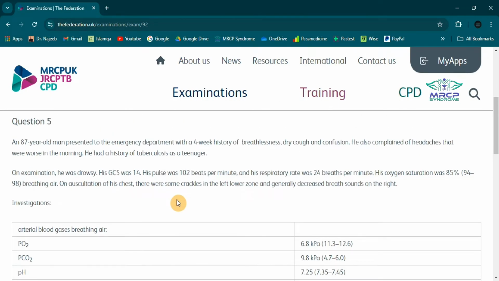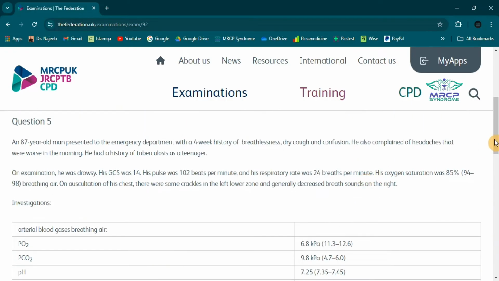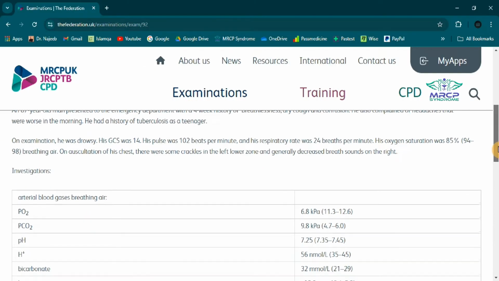An 87-year-old man presented to the ED with a 4-week history of breathlessness, dry cough, and confusion. He also complained of headaches that were worse in the morning. He had a history of TB as a teenager. On examination, he was drowsy. GCS was 14. His pulse was 102 beats per minute, and respiratory rate was 24 breaths per minute. His oxygen saturation was 85%, breathing air.